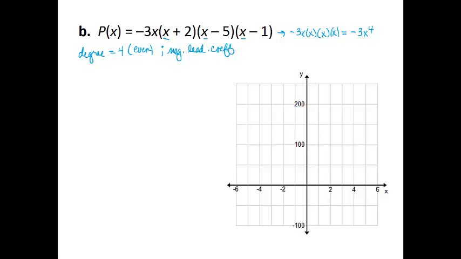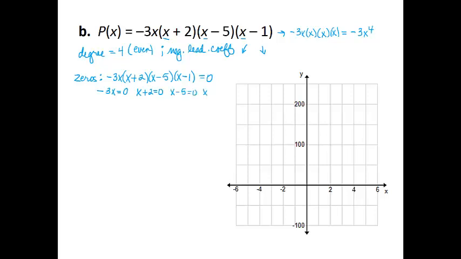Remember that an even degree and negative leading coefficient means that it will go down to the left and down to the right. Now we can find the zeros of the function. And recall we set the function equal to 0, so -3x times (x plus 2) times (x minus 5) times (x minus 1) equals 0. Fortunately, this is already factored, so it is sufficient to just set each of those factors equal to 0 to solve for those zeros.